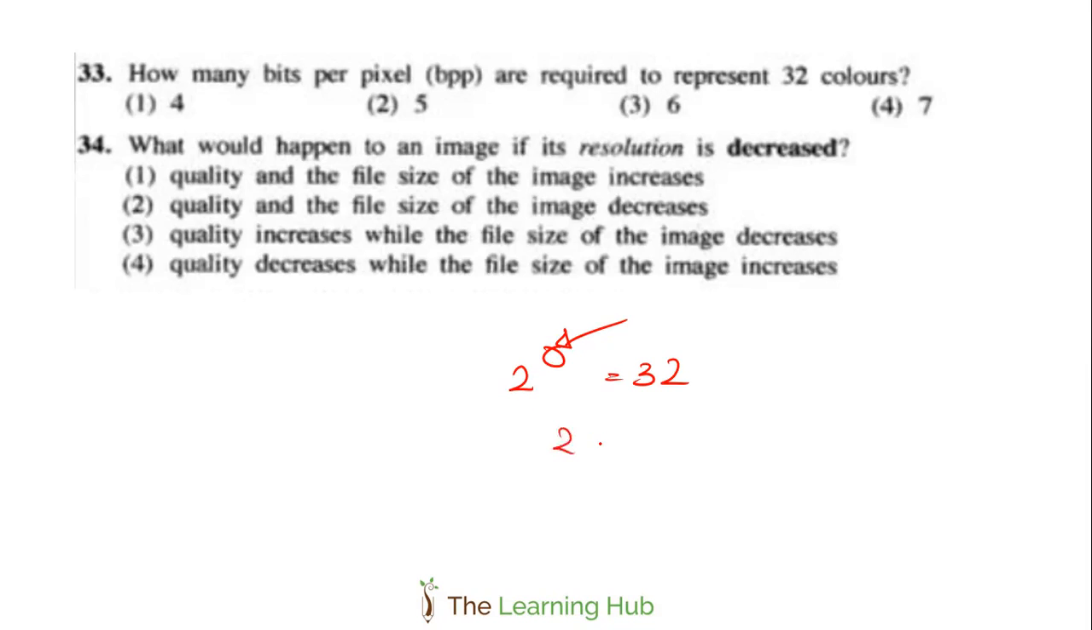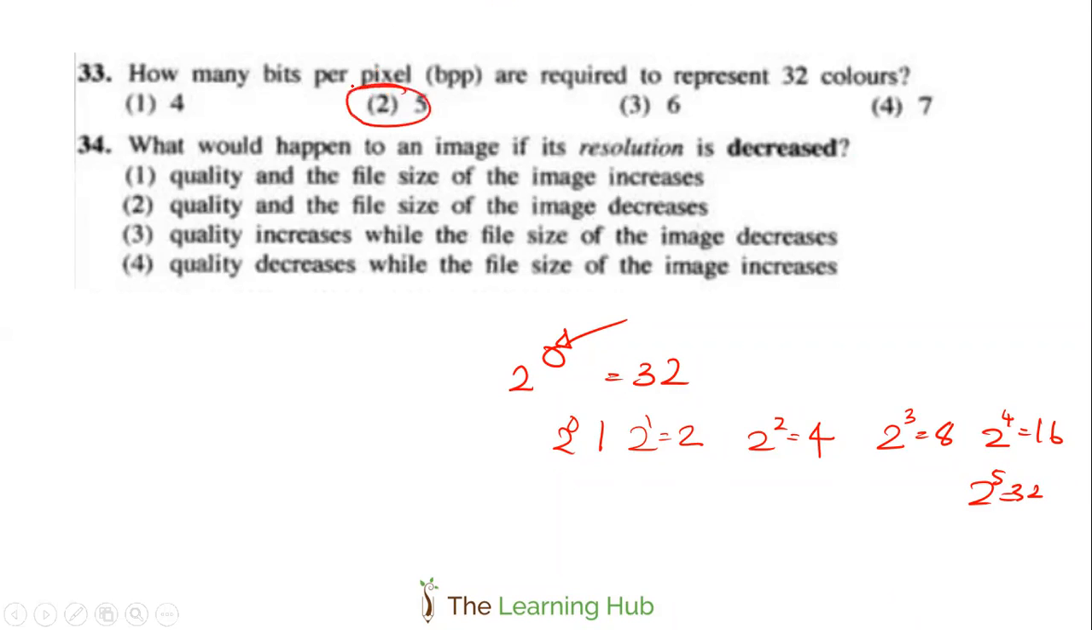2 to the power 0 is 1, that is, no colors are used. 2 to the power 1 is 2. 2 to the power 2 is 4. We did this yesterday. 2 to the power 3 is 8. 2 to the power 4 is 16. And 2 to the power 5 is 32. So the answer is number 2. 35 colors are being used.